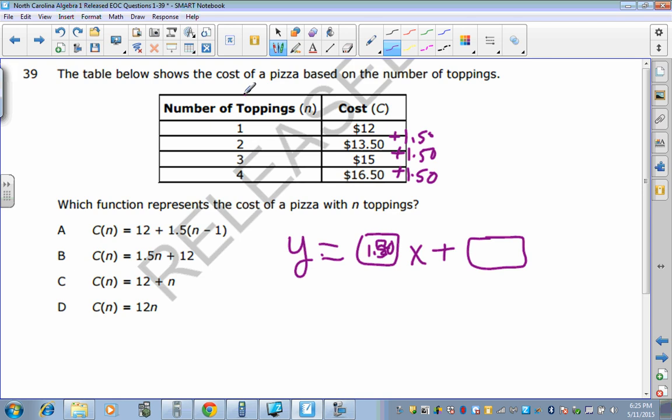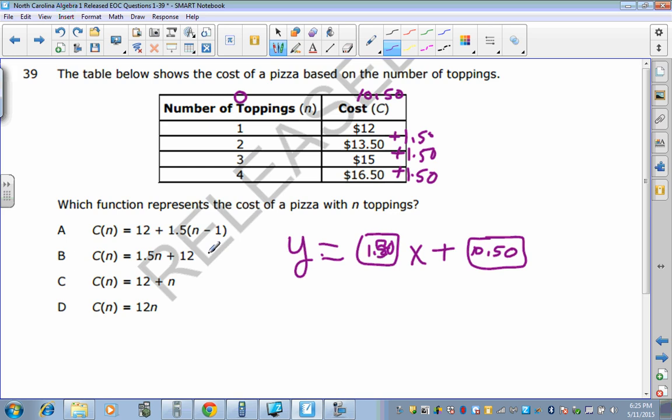You can back this down one if there were no toppings. I guess that would be just like maybe crust and tomato sauce. Okay, with no toppings, they would sell you that. 12 minus 1.50 would be 10.50. Okay, I don't see that choice over here.